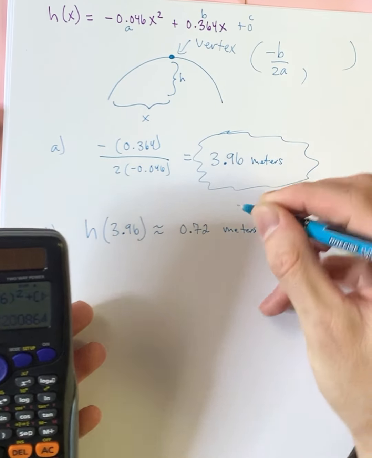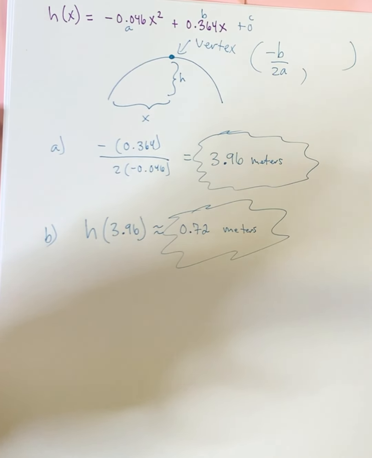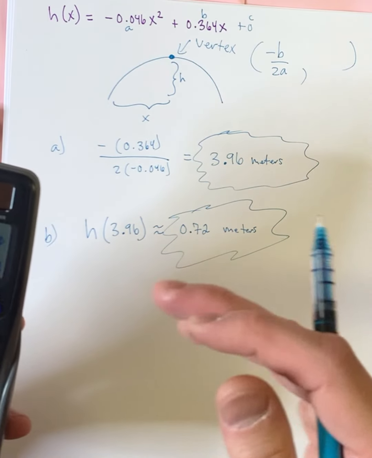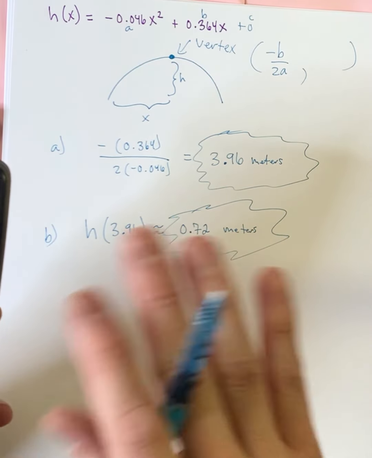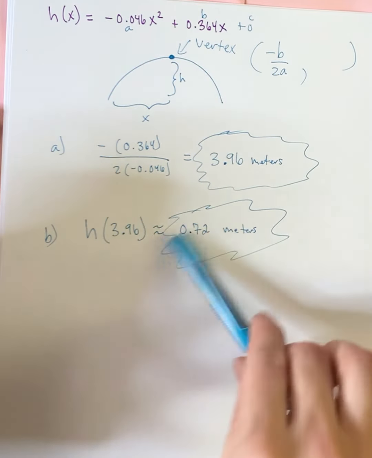And that's kind of weird because 0.72 meters, that's like 2 feet off of the ground. So that's kind of weird, but this is a long jumper. A long jumper doesn't really care about how high they jump. I think they care about how far away they jump. But anyways, that's what I got for part B.